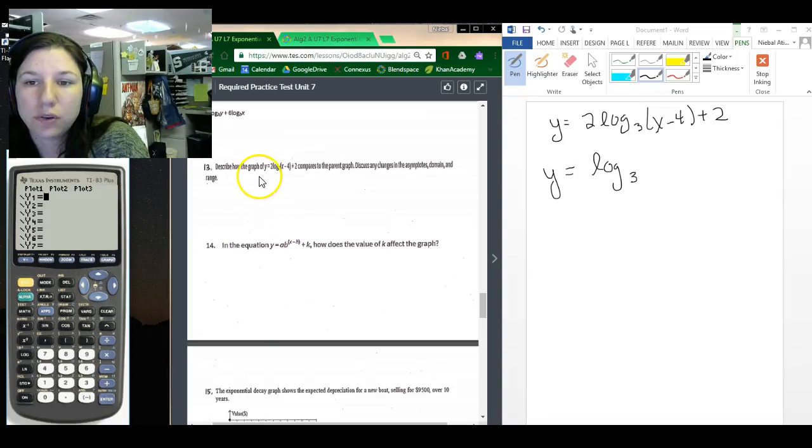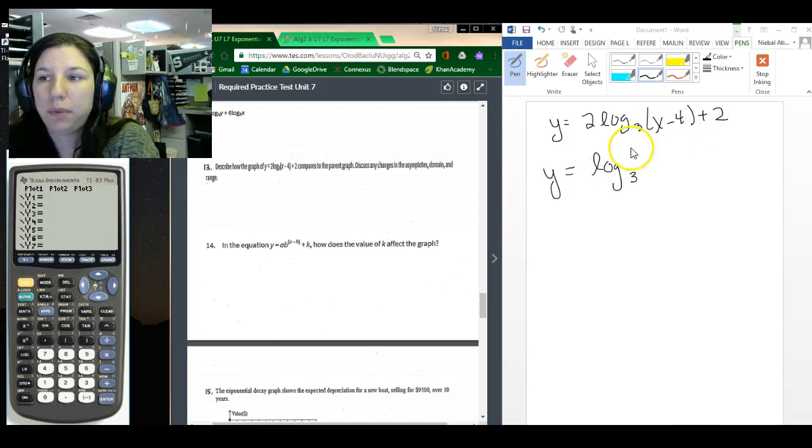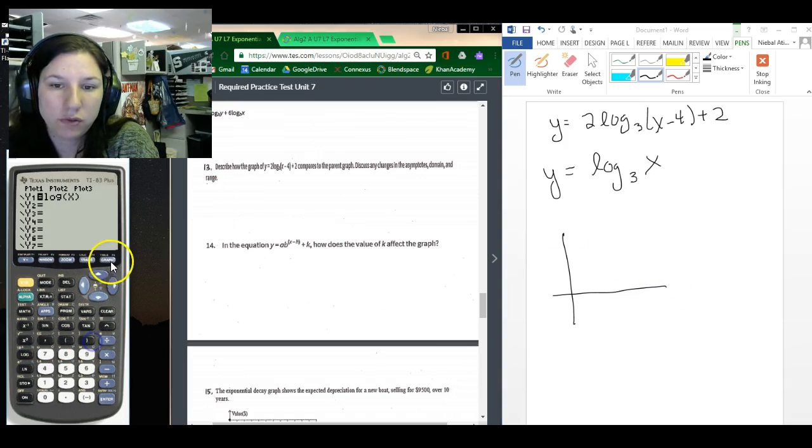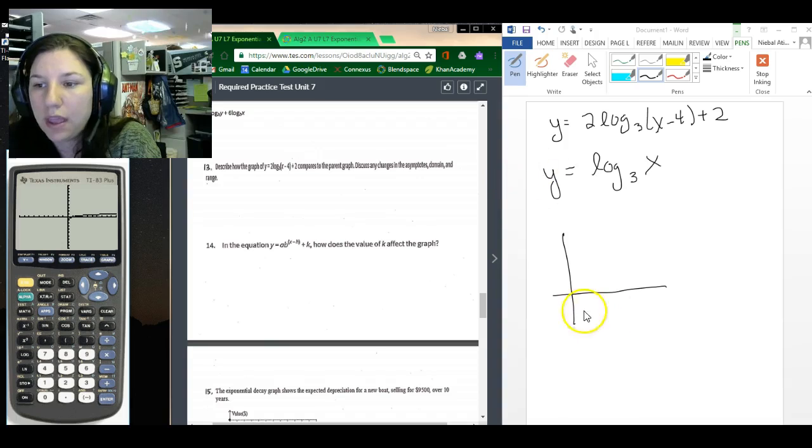Number 13, describe the graph of y equals 2 log base 3 of (x minus 4) plus 2. And we're going to compare that to the parent function of log base 3 of x. So a basic log function, and if you don't recall what the basic function looks like, you can always graph it, but they look something like this. And there's typically an asymptote here at x equals 0.